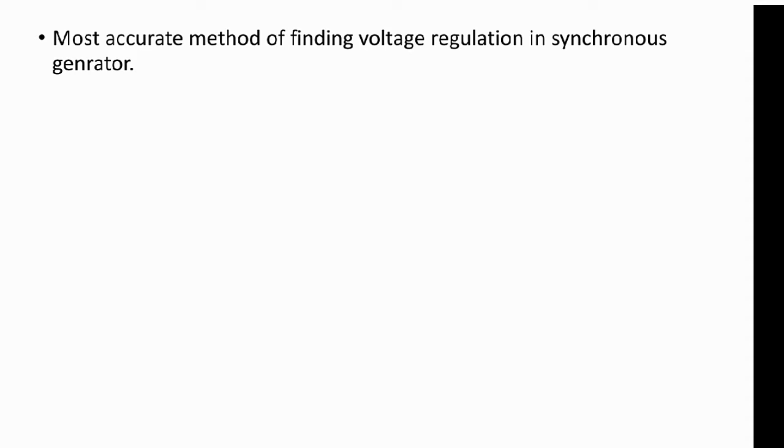Through this we can say there are two drawbacks, which we saw earlier in the EMF method, MMF method or ZPFC method. In these three methods there are two errors actually. First is saturation. Among these three methods we are not including saturation. So this is the first error.